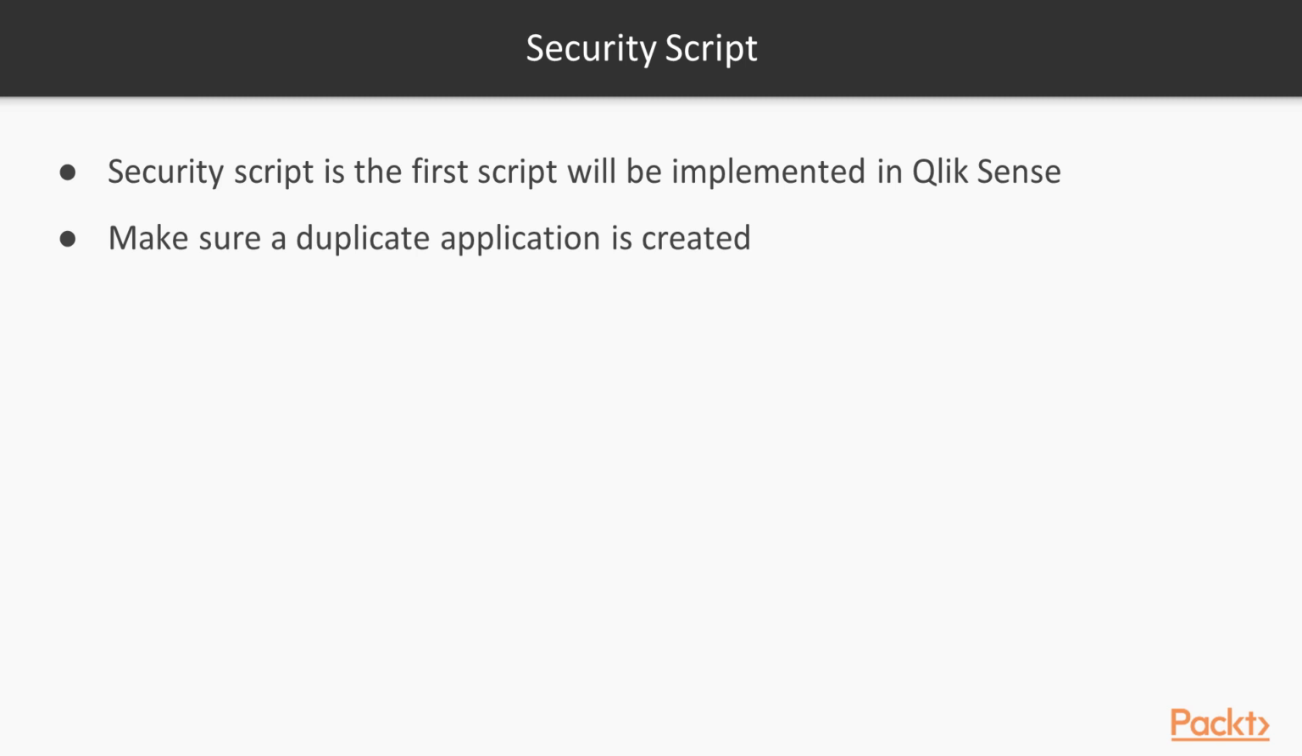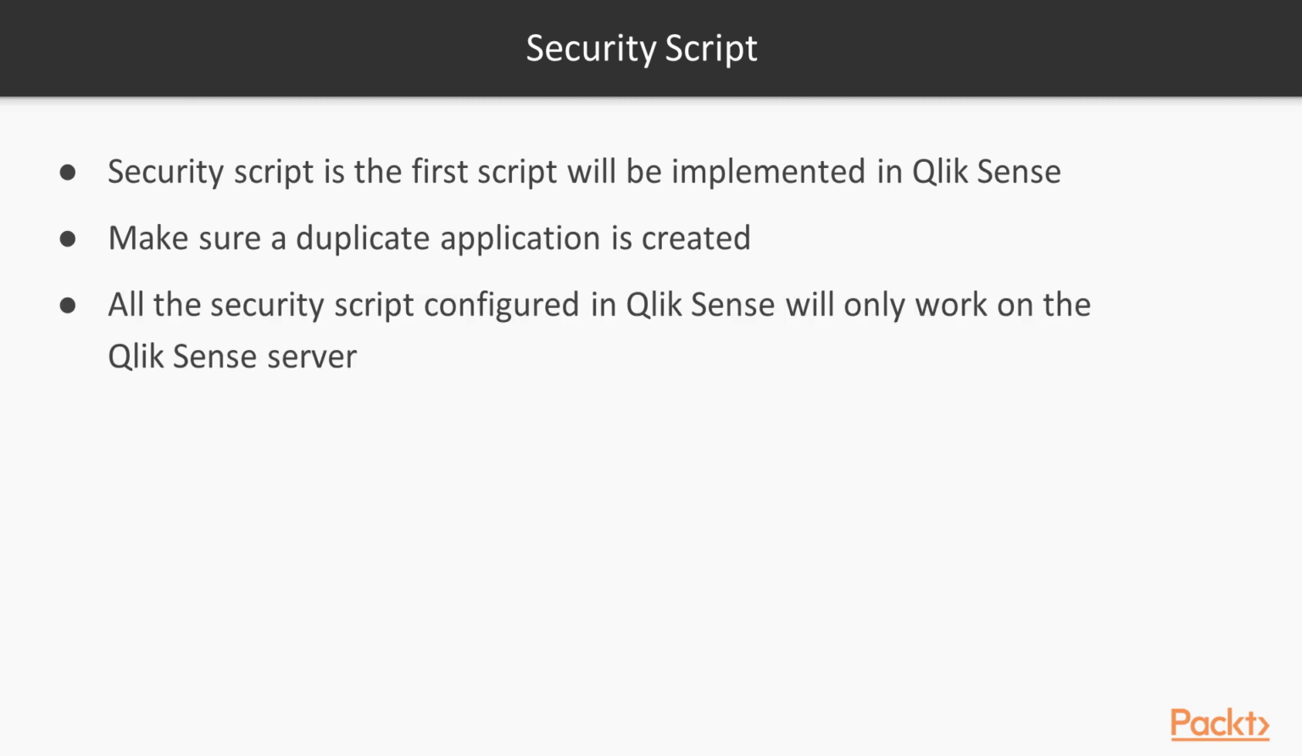And finally, whatever security script you are configuring in Qlik Sense will only work on the Qlik Sense server when you actually publish the application. If you try to run the security script on your local desktop machine or local application, it will not work. It will not reduce the data as per your expectation. So that's some high-level information and overview of Qlik Sense security, and some of the best practices that you need to make sure you are aware of before starting the security script and after implementing the security script.